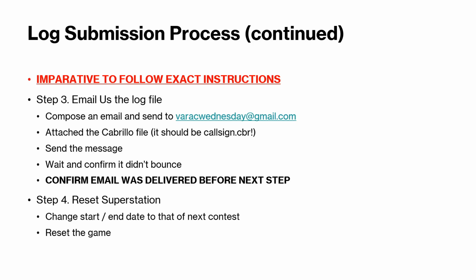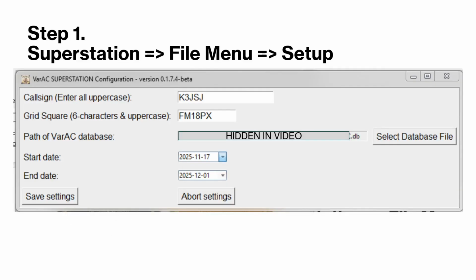Once you've set the date, start and end, go ahead and reset the game. And that should reset your station score back to 0, a clean slate, and you'll be ready for the next contest period. So I have some pictures to kind of demonstrate how to do this, and then I'm going to show you the pictures, and then we're going to actually go through a demonstration.